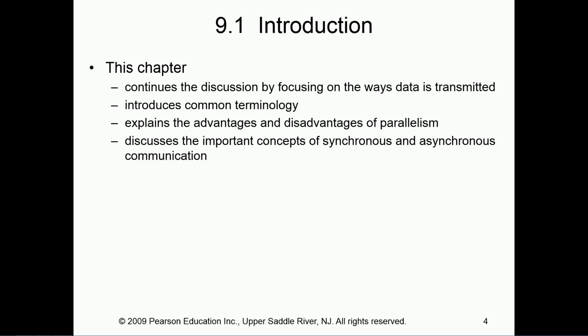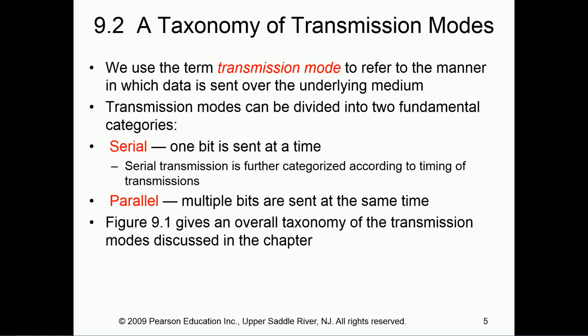So again, we're continuing on with the lecture on data transmission terminology. We're going to talk about the advantages and disadvantages of parallel and serial, and go over synchronous versus asynchronous. So what do we mean by transmission modes? A transmission mode is the manner in which data is sent over the underlying media. This happens in one of two ways: serial or parallel.